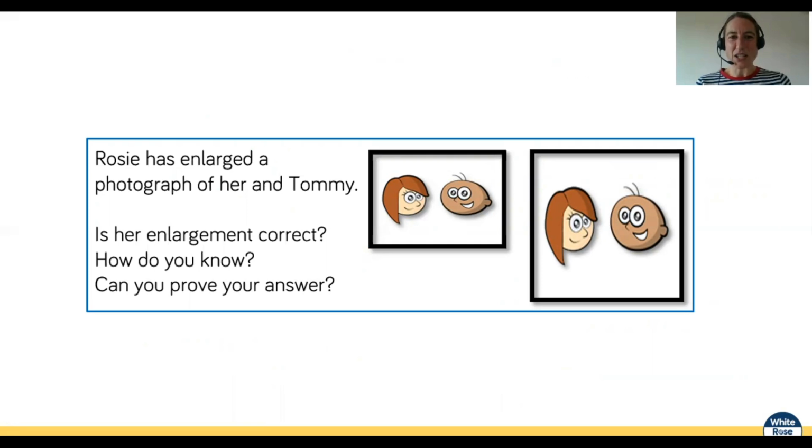So Rosie's enlarged a photograph of her and Tommy. Is her enlargement correct? So just looking at that, can you tell if it's correct or not? Perhaps you can just by looking. But how do you know? How are the students going to show whether it's a correct enlargement or not?